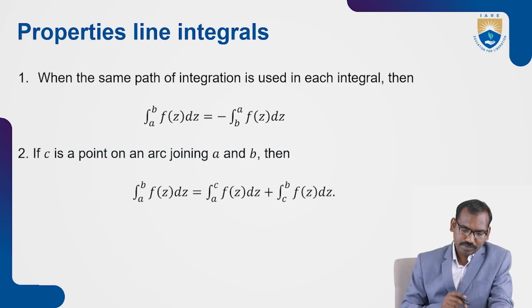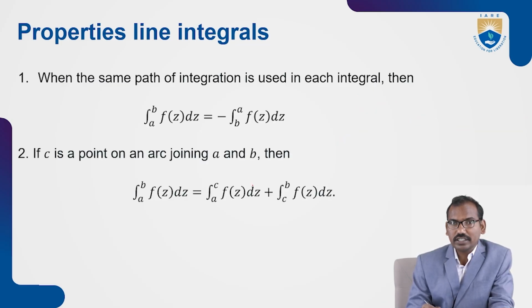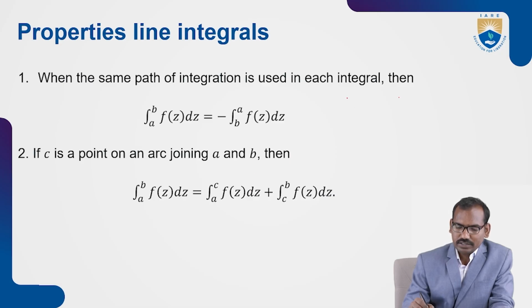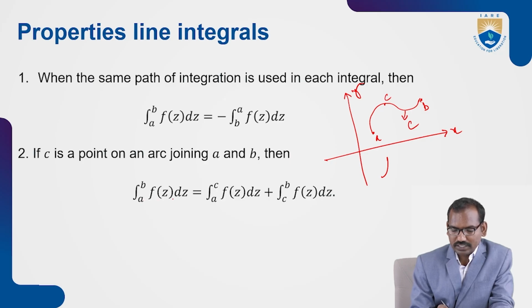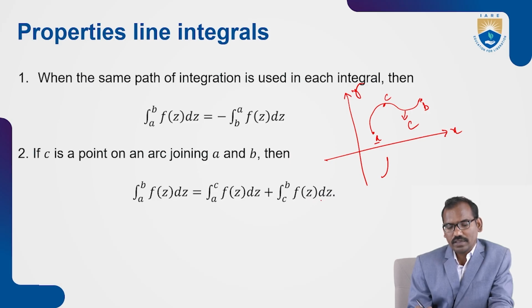Next, second point. If c is a point on the arc joining A and B, then, here there is a point, and here A and B, and this is my curve C. There is a point small c, there is a real axis and this one is the imaginary axis. So the integration from a to b of f(z) dz can be written as the integration from a to c of f(z) dz plus the integration from c to b of f(z) dz.